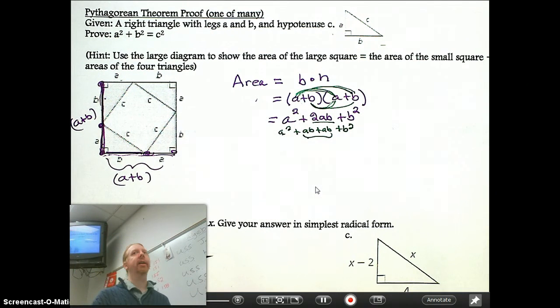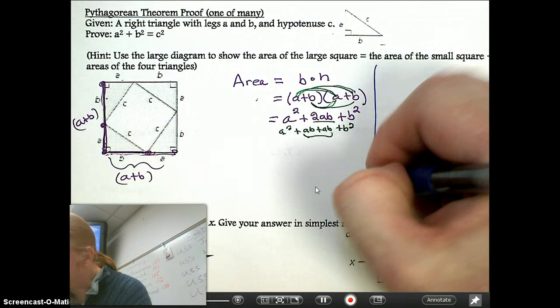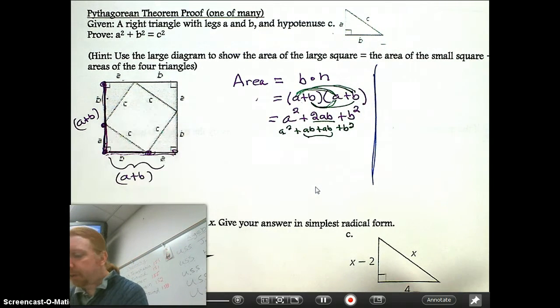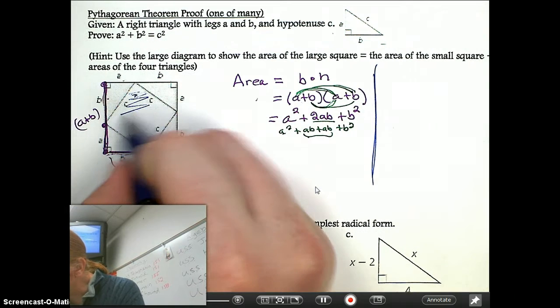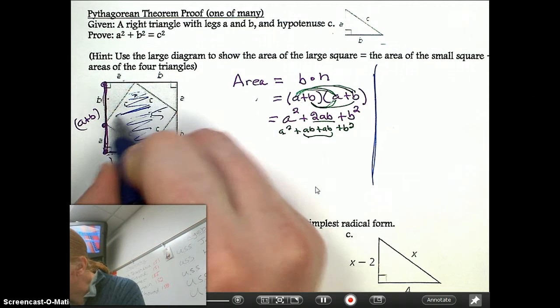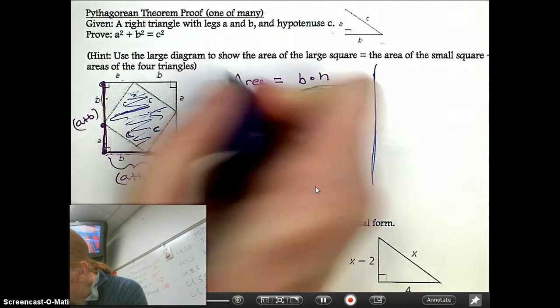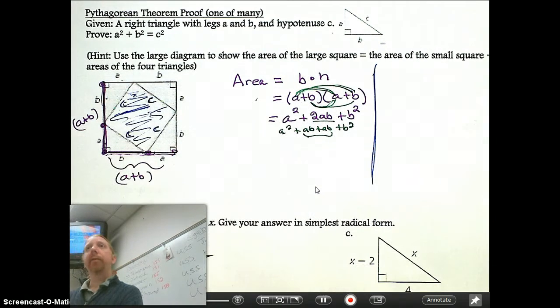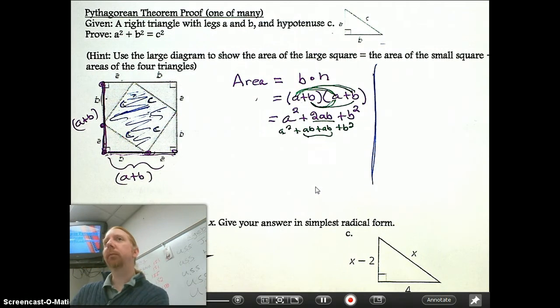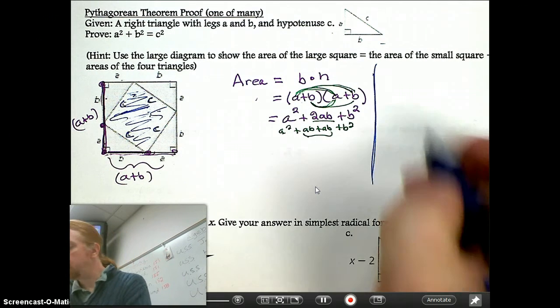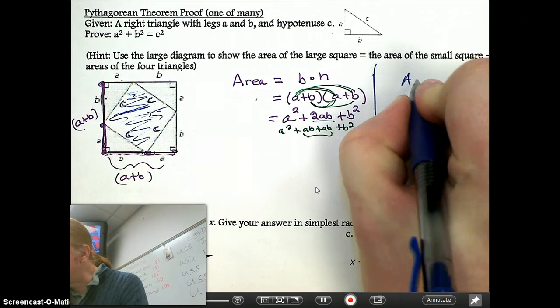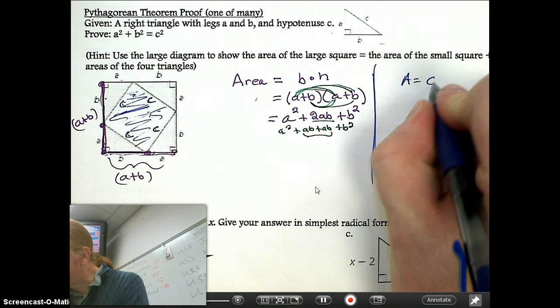Now, while we're talking here, let's take a look at this box a different way. I've got this middle square right here, right? Somebody help me out. What's the area of it? Each side is C. So what would the area be? Okay, so the area of that inside piece is C squared.